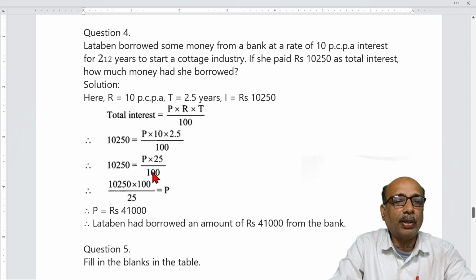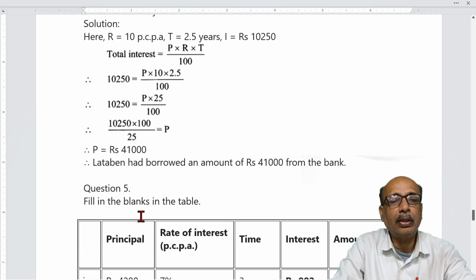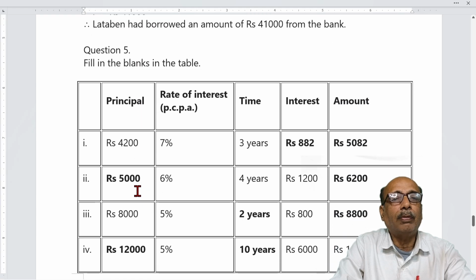Therefore, cross multiply. 100 will come in the numerator, 25 will come in the denominator. 10,250 into 100 upon 25, that is 10,250 into 4. So 10,250 into 4 equals rupees 41,000. So principal equals 41,000. Therefore, Lataben had borrowed an amount of rupees 41,000 from the bank.